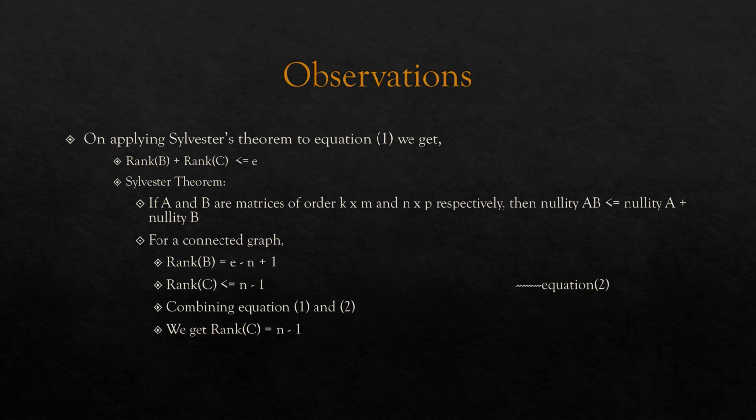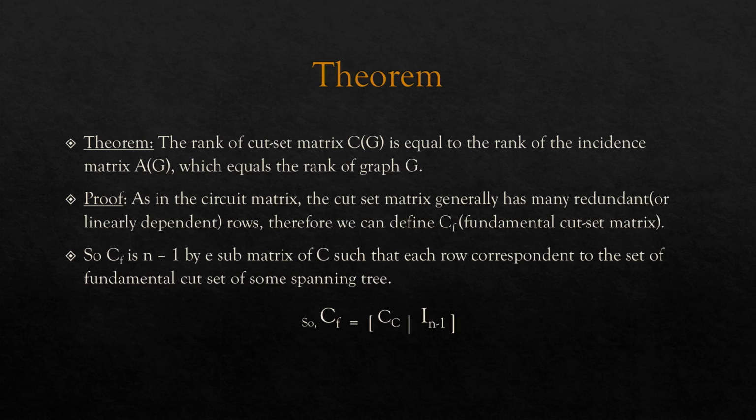Sylvester's theorem just briefly gives us this relation, that the rank of the circuit matrix and the rank of the cut-set matrix will be less than or equal to the edges. And we know for a connected graph, the rank is n minus 1. Applying this over here, we get the rank of B as E minus n plus 1. And we have the rank of C from this equation as less than or equal to n minus 1. When we combine this equation and the previous equation number 1, we get that the rank of C is equal to n minus 1. So we come to the theorem.